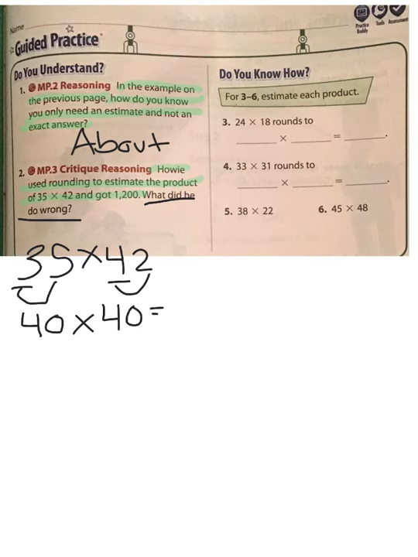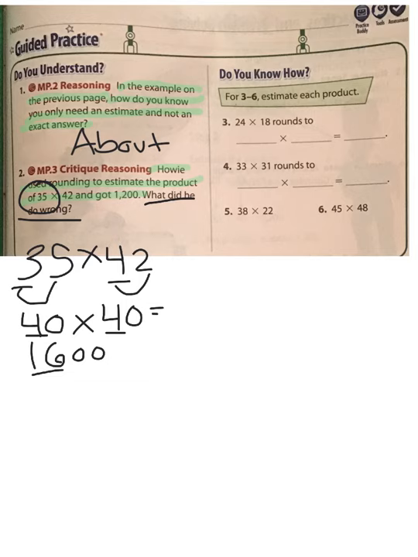And 40 times 40 is 1,600. Underline your basic fact if you're confused. 4 times 4 is 16, then add on those 2 zeros. So if it's asking what he did wrong, he did not round the 35 up to 40. He kept it as a 30 because 30 times 40 is 1,200.